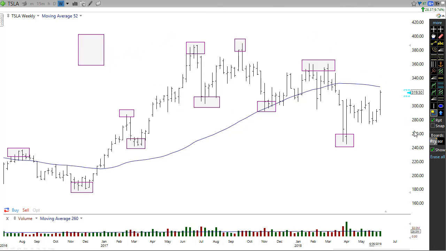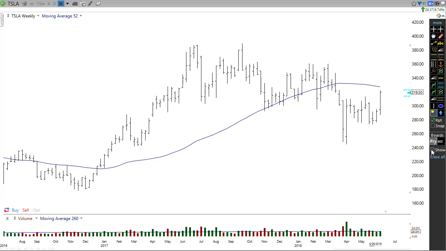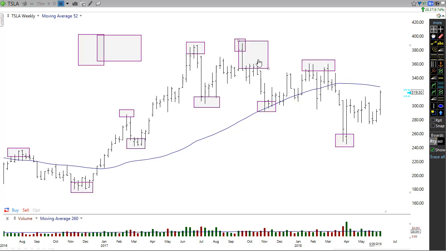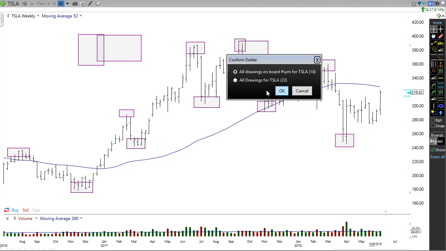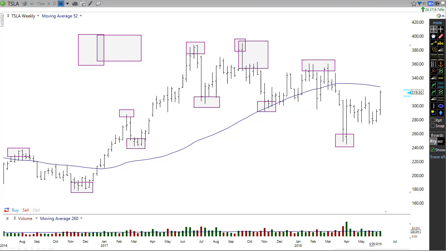Let me just take this off the screen here. Let me share with you a trade setup that I'm talking about that happened just recently on the charts. Let me just see if I can delete everything off the screen here now from Tesla. Let me show you this now.